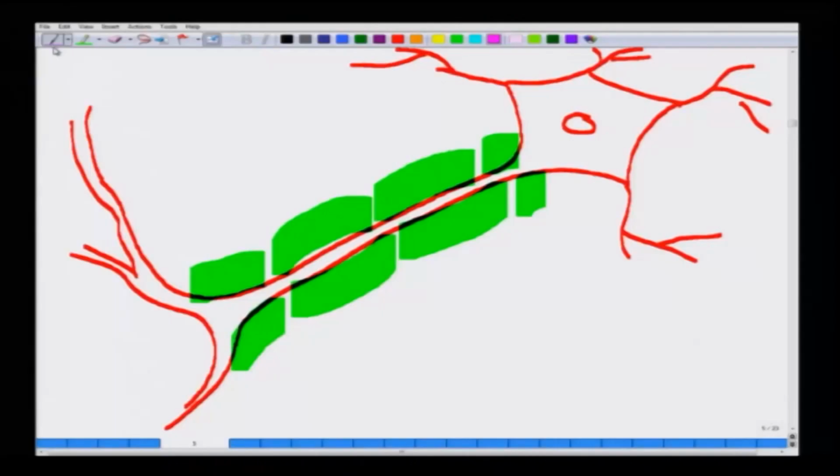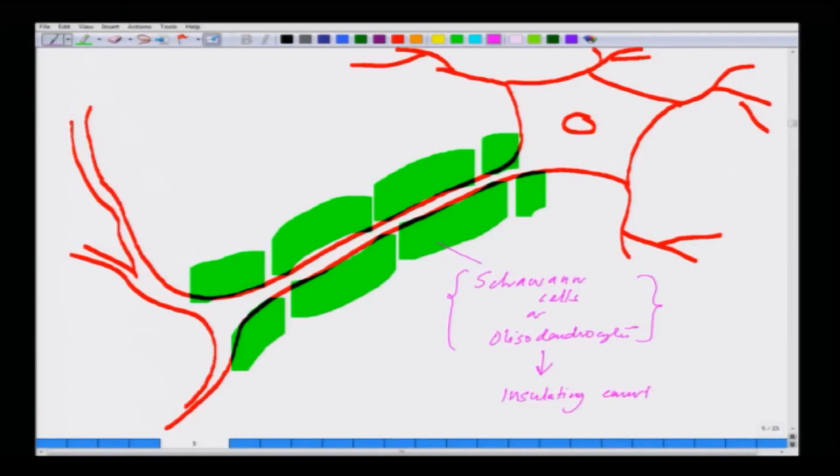Okay. So, these could be Schwann cells or even oligodendrocytes. They ensure insulating covering of the axon.